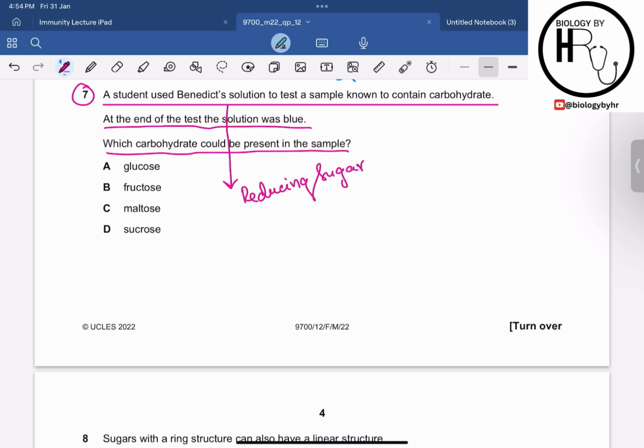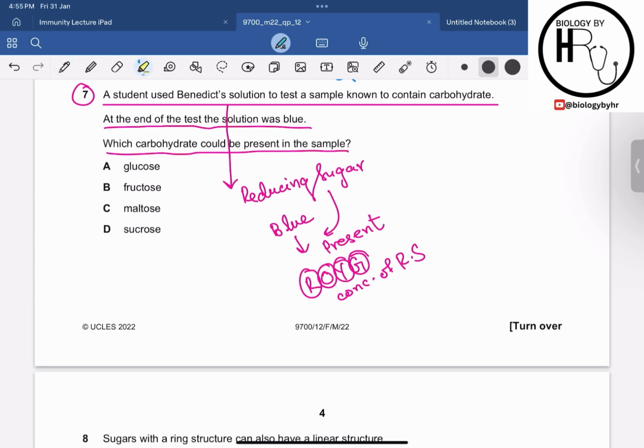And the color of the Benedict solution is blue at the start of the experiment. If reducing sugars are present in the solution, then the color may change from green to yellow to orange to red, depending upon the concentration of the reducing sugar, right? And if there is no reducing sugar present, then the color of the Benedict would remain blue. And here they are saying that the color of the Benedict remained blue.